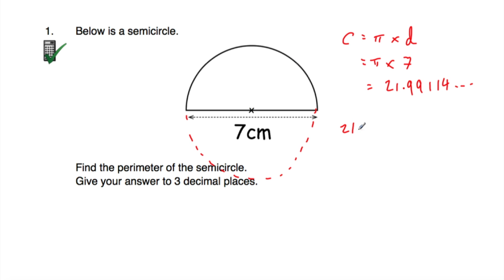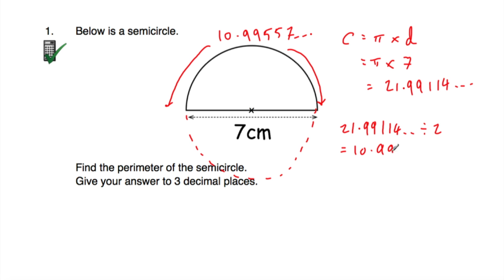So let's do 21.99114 and so on divided by 2, or 7 pi divided by 2. The answer will be 7 over 2 pi, or 10.99557 and so on centimeters. So that's the distance from here around to here, this distance here.